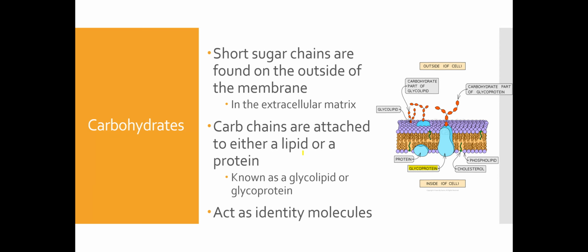Or they could be attached to a lipid, and if that's the case, they're called a glycolipid. So glyco refers to the carb, and then the other term refers to what they're attached to. But the purpose of the carbs in the cell membrane is identification. So between proteins and carbohydrates, those play a major role in cells recognizing each other and knowing whether something is part of you or not part of you. They kind of serve as a name tag for what kind of cell it is.